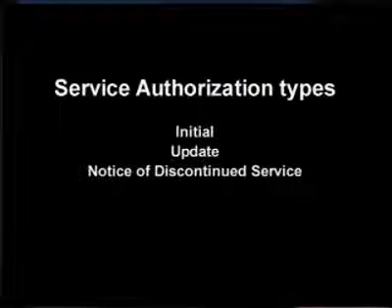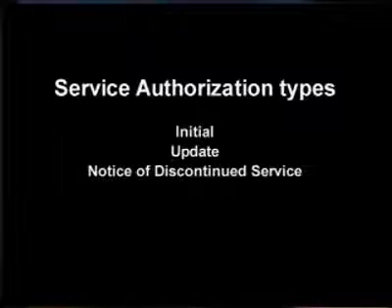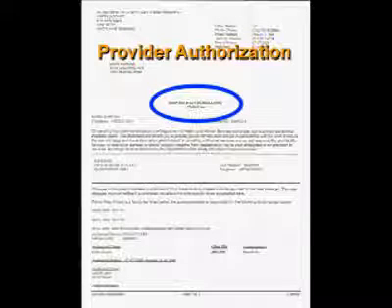The billing and payment process begins with a service authorization. There are three different types: initial, update, and notice of discontinued service. The first authorization is the initial authorization sent to you when you are approved and begin to provide services to a family through the child care subsidy. It is named Provider Authorization.